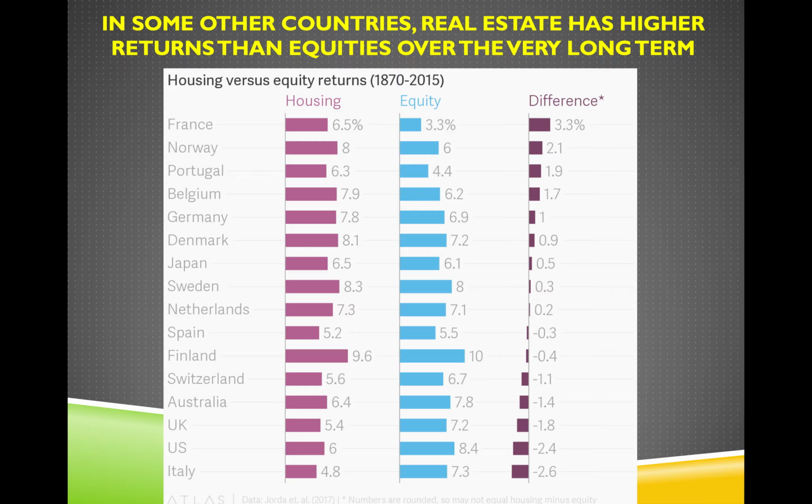In some other countries, real estate has actually done better than just investing in the total stock market of those countries. France, for example: investing in housing over the very long term, 1870 to 2015, has actually produced better returns than investing in stocks. Then you go to the United States and you see housing as a form of real estate investment, 6% average annualized rate of return versus 8.4% for equities or stocks over this very, very long period.